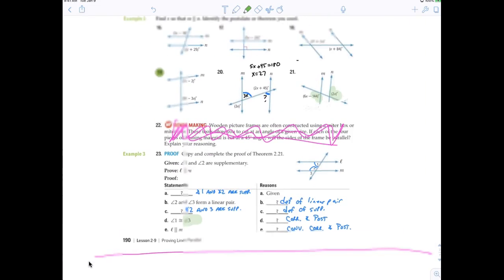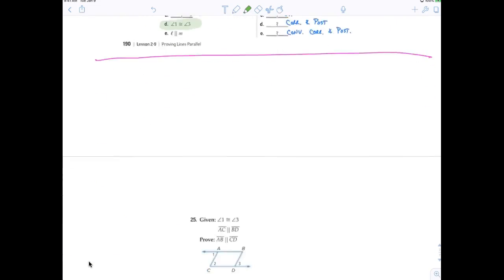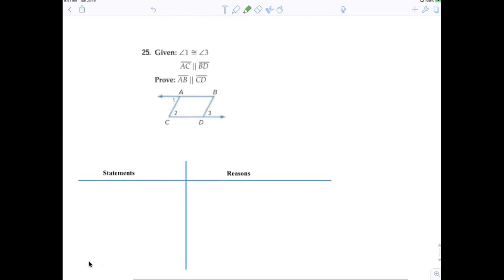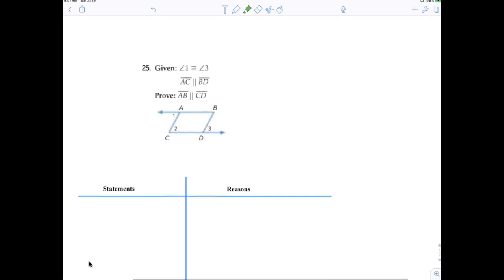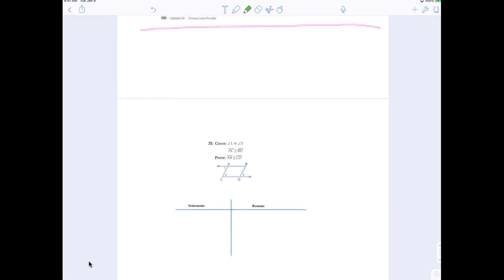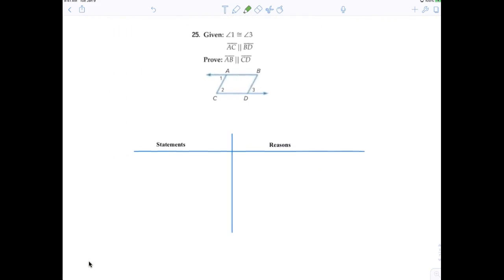All right, so let's move on. Let's move down, see if there's anything harder. Oh, yeah, these proofs. All right, so let's write these down real quick. Let's go, chop, chop. Don't do 24. Yeah, 25. Starting right here.